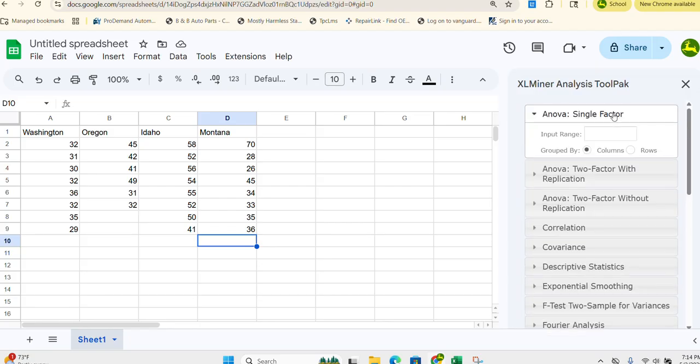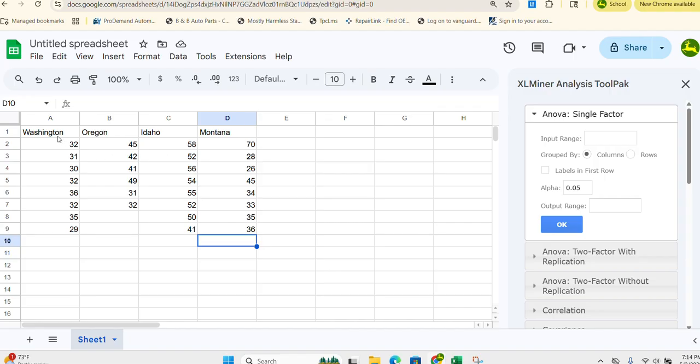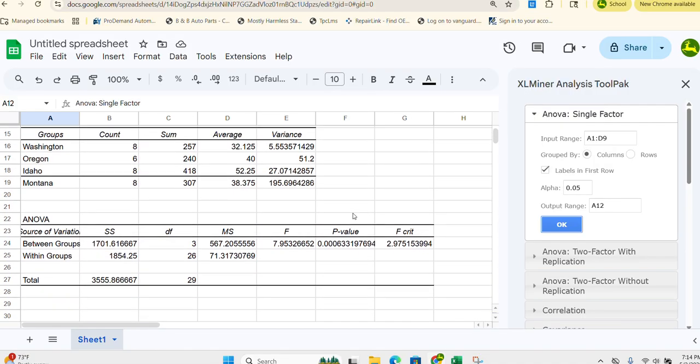So if you go in here, it's ANOVA: Single Factor. You're gonna highlight your data set, click in the input range. Of course, we have labels, and then click over here somewhere and put that in the output range. And voila, there you are, my friends.